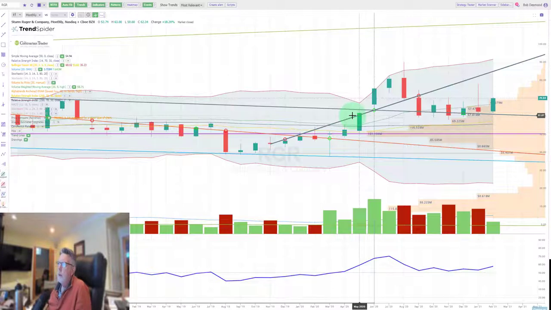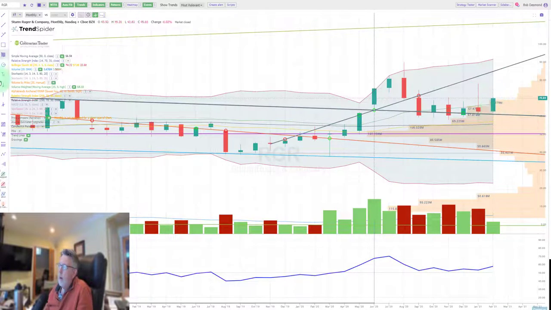But Sturm, Ruger, I'll leave the politics behind, but you could use your imagination. The Second Amendment is under threat, and Sturm, Ruger was rallying into August, then it sold off. I'm rather surprised it didn't rally on the election news. Maybe there was a fear there's going to be an outright ban on guns. I don't know. But it looks as though they're working through those fears because this is a monthly chart.